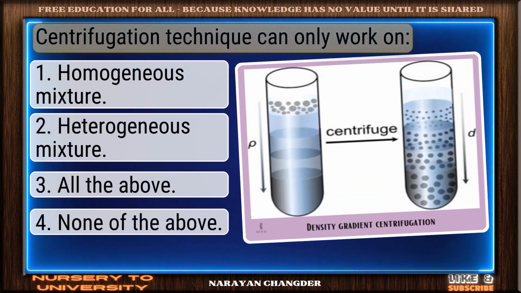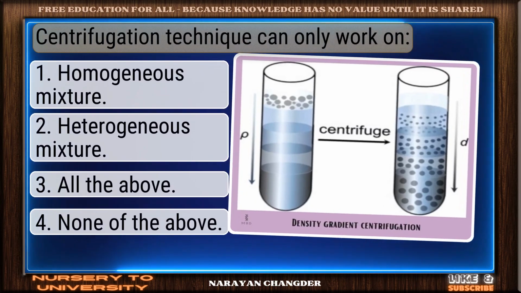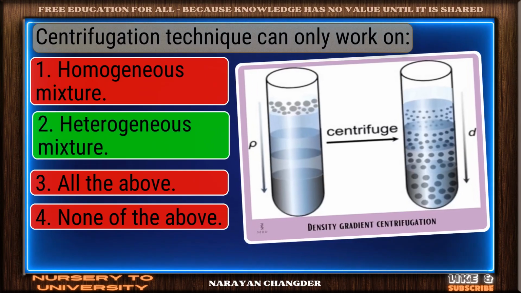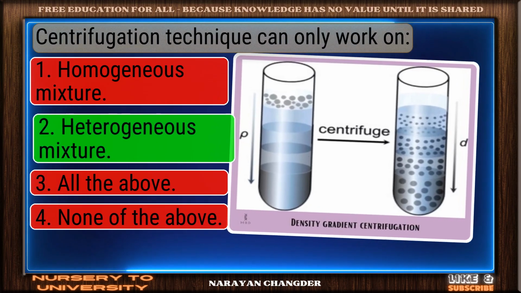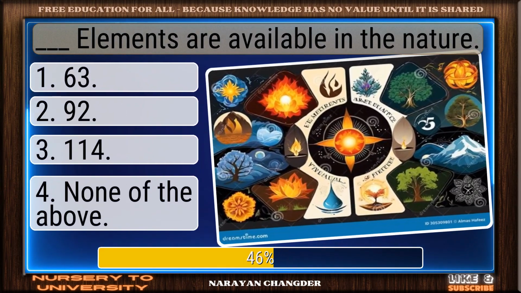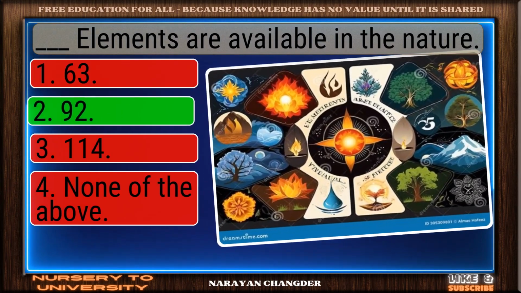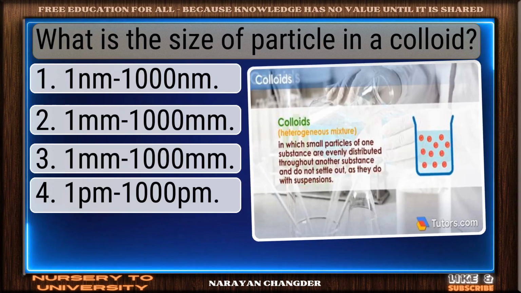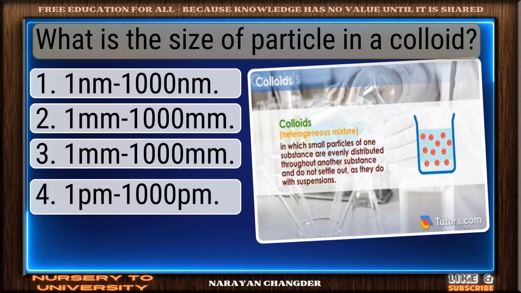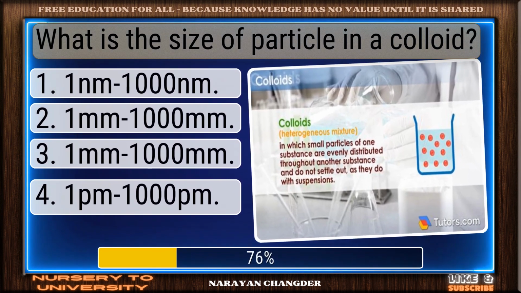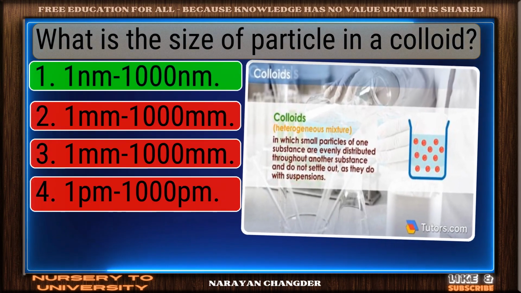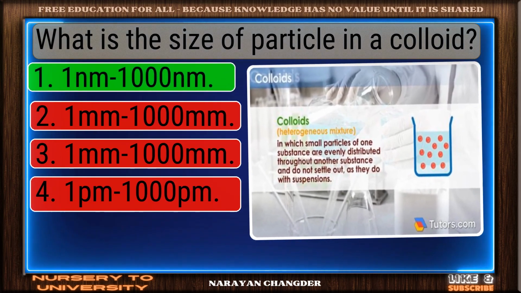Question number 216. Centrifugation technique can only work on. Good job. Your answer heterogeneous mixture works well here. Question number 217. Dash elements are available in the nature. Perfect. 92 is the correct choice. Question number 218. What is the size of particle in a colloid? Clear logic. Your choice 1 to 1000 nm is sound and 100% true.